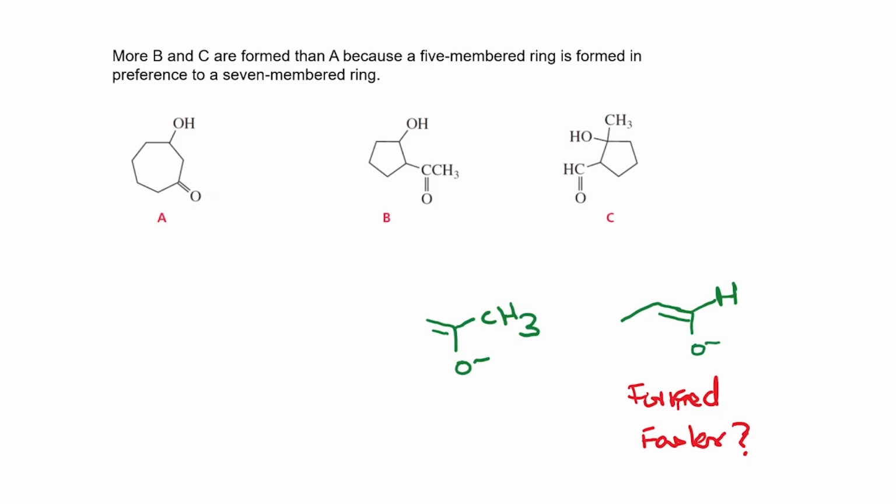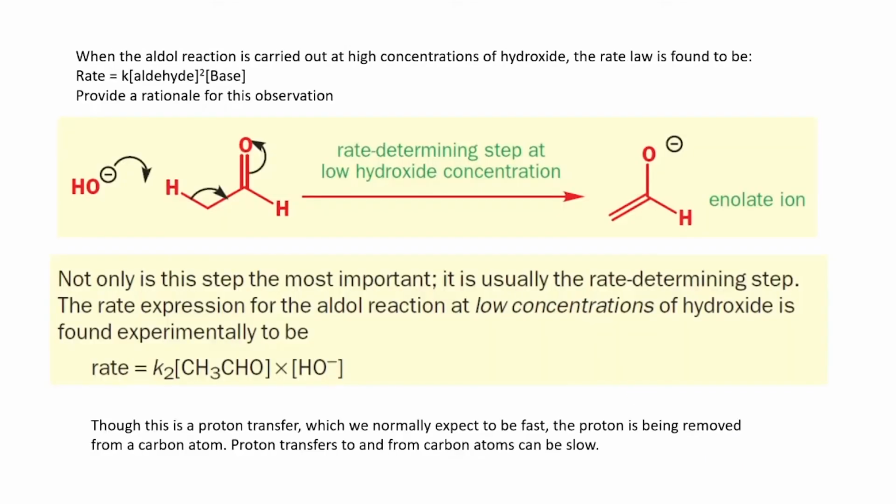But I can't really comment on whether B is the major product or C is the major product at this point. So what we can say is that B and C together might constitute the major products of this reaction. Let's move on to the next question. So the Aldol reaction, when it is carried out at high concentrations of base, the rate law is actually rate equals k times the square of the aldehyde concentration times the concentration of the base. So the question here is to provide a rationale for this observation.